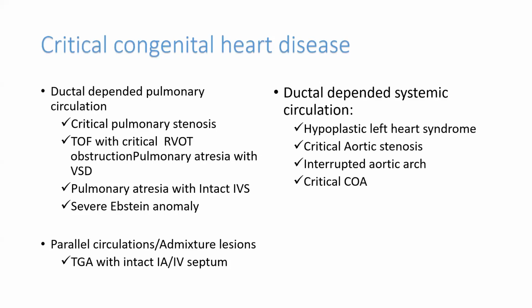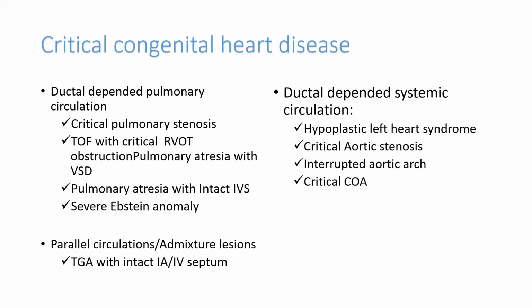Then the systemic circulation lesions. We tend to see these more in the male babies, especially critical coarctation of the aorta. The ratio of male to female can be 2:1. So what do we mean by them? Let me just give again an explanation.